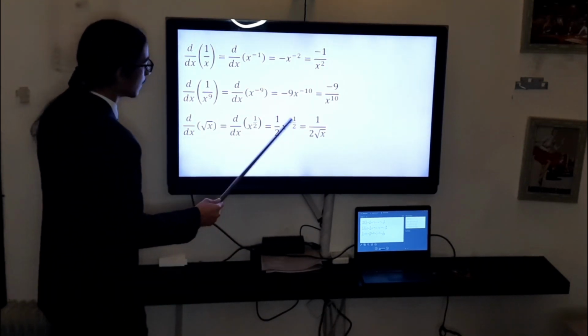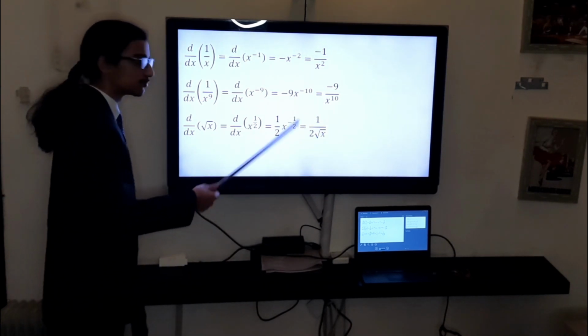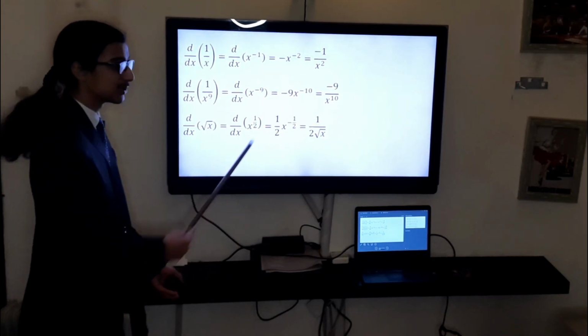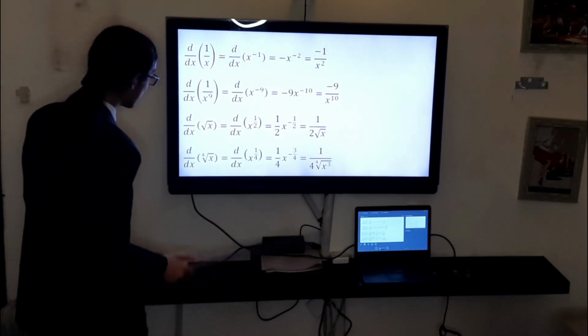So we get half x to the power negative half, which is rewritten 1 over 2 root x. So yeah, and we know this is the case. So once again, further validating the idea that the power rule can be used in this case. Let's try fourth root of x.